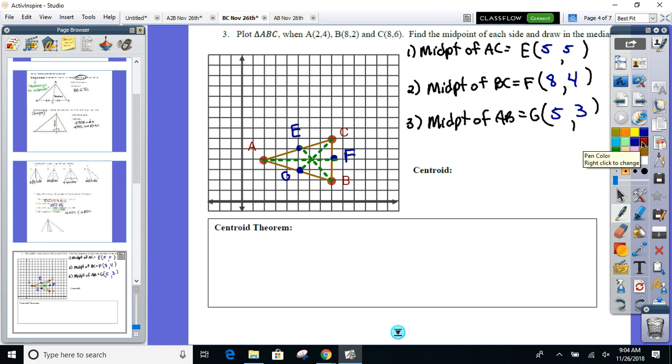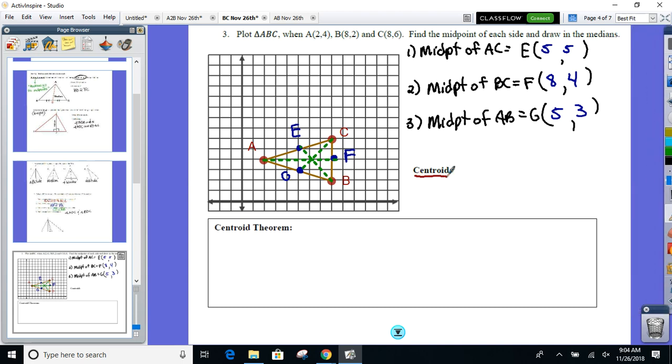And what do you guys notice about the medians of a triangle? I try to use our big words here. Don't tell me they all intersect at a point. We had a term for that. Look back if you need to. We had a term for 3 or more lines intersecting at a point. Sinead, what do you know about them? They're concurrent. There we go. The 3 medians of a triangle are concurrent at a point of concurrency called the centroid.